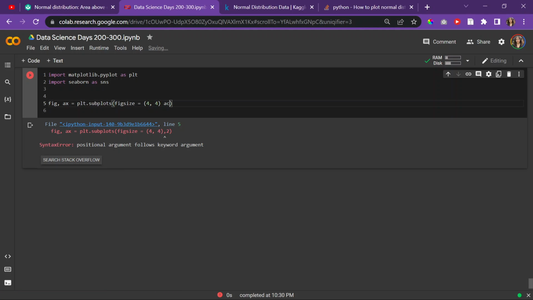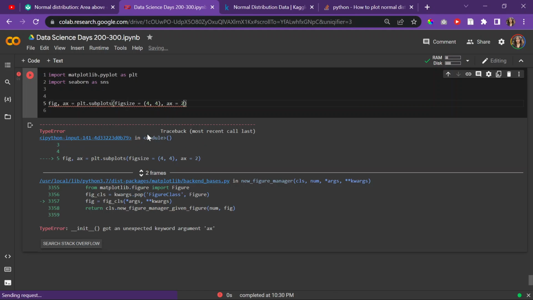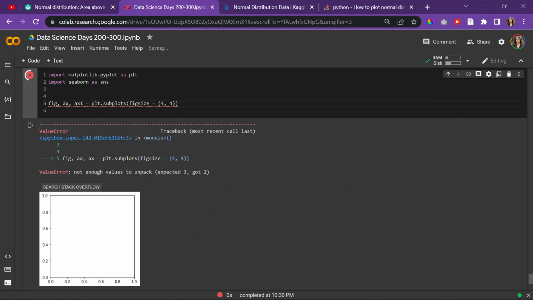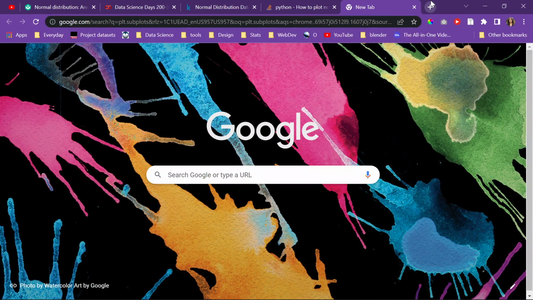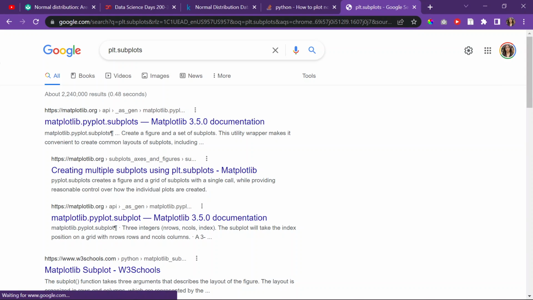So if I put in 2, whoops. What are the arguments? I kind of forgot. So axes, I don't think that would make sense. Oh, I think what if I do axes 1? Because I didn't do that. Subplots, plt.subplots. Because I need to make 2, right? So plt.subplots.